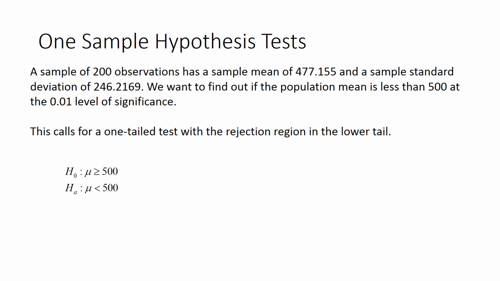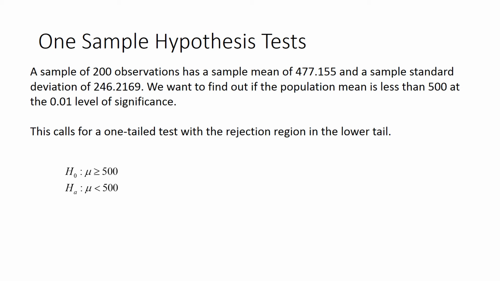The second example uses a sample of 200 observations with a sample mean of 477.155 and a sample standard deviation of 246.2169. We want to find out if the population mean is less than 500 at the 0.01 level of significance. This calls for a one-tailed test rejecting in the lower tail.